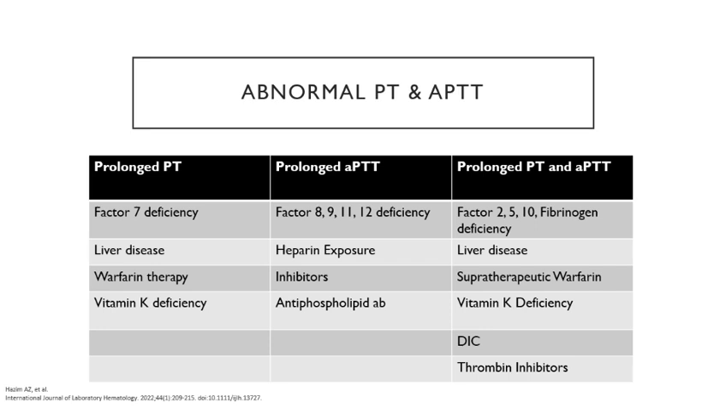Prolonged activated partial thromboplastin time can be caused by factor deficiencies in the intrinsic pathway, such as factor 8, 9, 11, and 12, heparin exposure, or the presence of inhibitors, and systemic conditions like liver disease or antiphospholipid syndrome. Prolonged PT and APTT can be caused by factor deficiencies such as factors 2, 5, 10, and fibrinogen deficiency, liver disease, supratherapeutic warfarin, vitamin K deficiencies, DIC, and thrombin inhibitors.